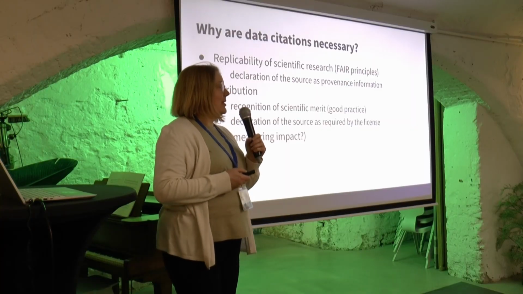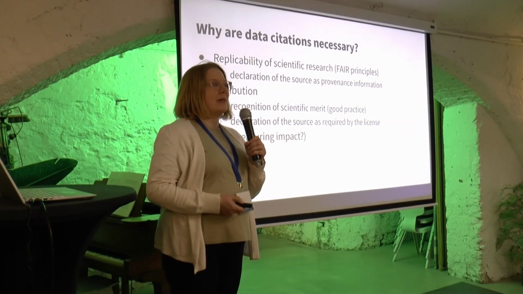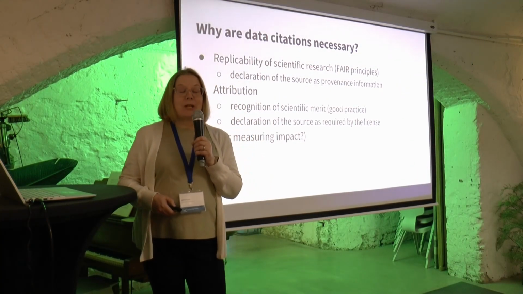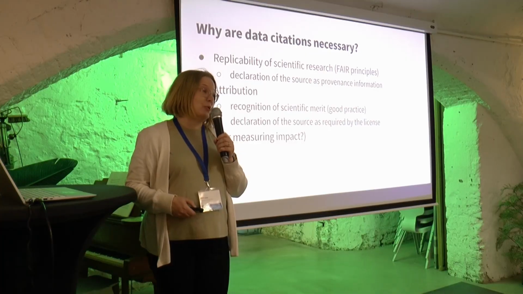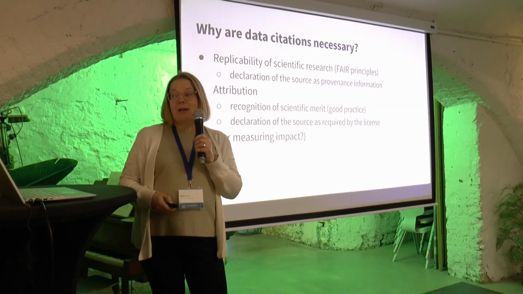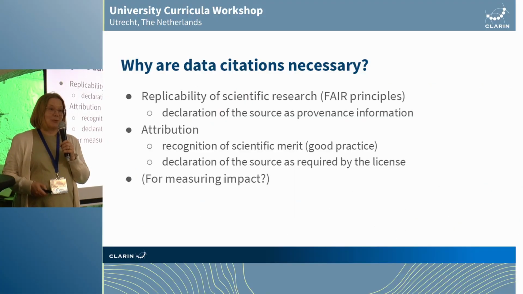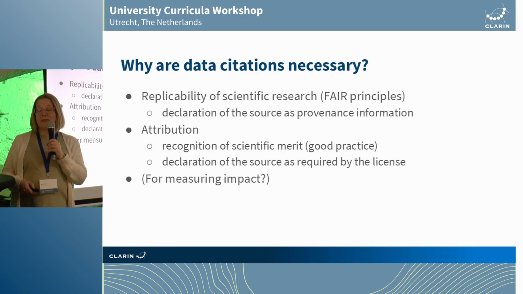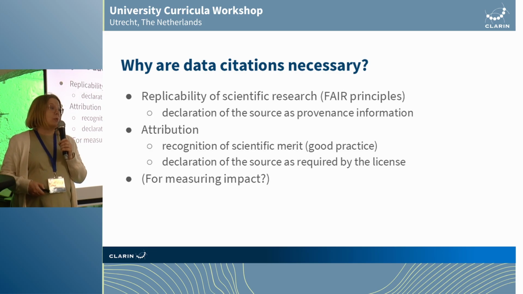So, of course, data citation, or citation in general, is very important to support the FAIR principles. We need to declare whoever has produced a dataset or a publication, just as provenance information, and this is very fundamental to scientific work. And of course, we also need to cite because we need to attribute the content to somebody as a recognition of scientific merit. And sometimes the license of the dataset might also require us to cite the data.